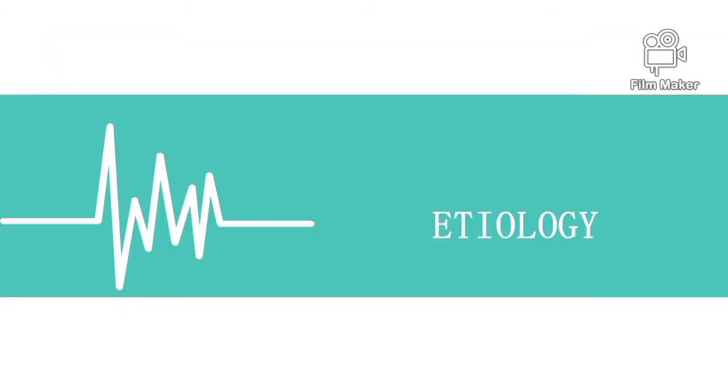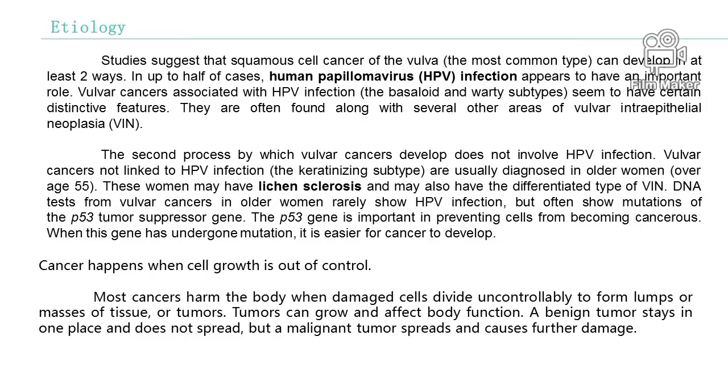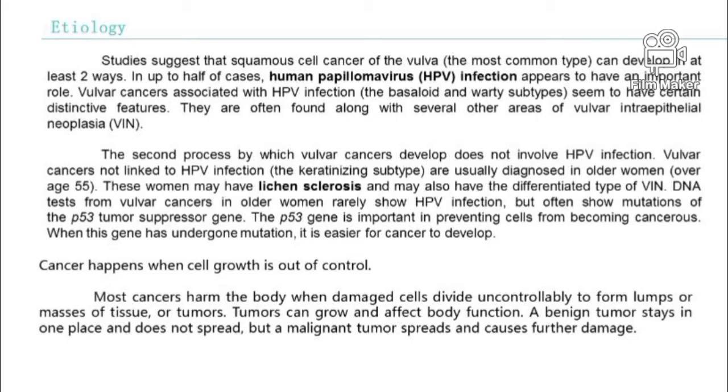Now going on its etiology, studies suggest that squamous cell cancer of the vulva can develop in at least 2 ways. In up to half of cases, HPV infection appears to have an important role. Vulvar cancer associated with HPV infection, the basaloid and warty subtype, seem to have certain distinctive features. They're often found along with several other areas of vulvar intraepithelial neoplasia or VIN.